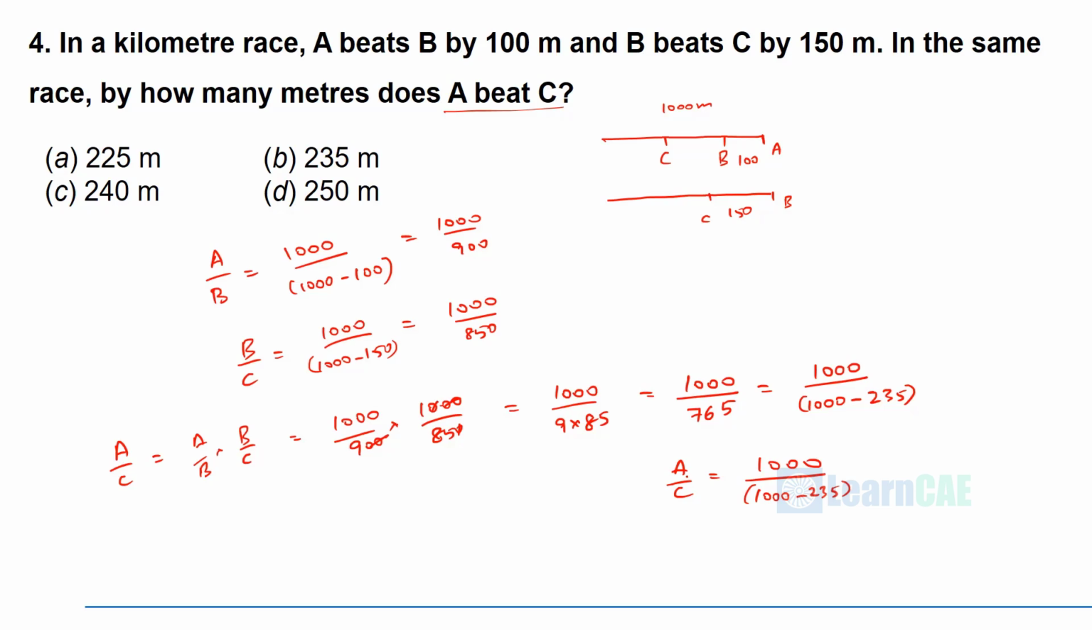So for the given time, when A reaches 1000 meters, C will be lagging behind by 235 meters. So it means that A beats C by 235 meters. The answer is B. I hope you have understood the concept here.